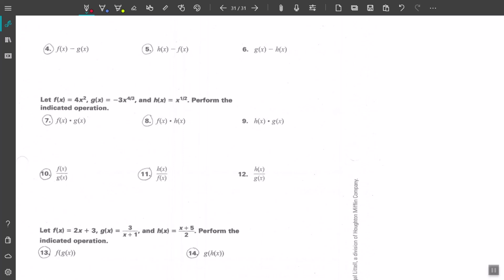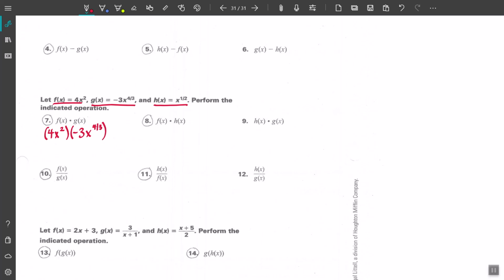So in number 7, again, we've got 3 functions. We have a 4x squared, which is f of x. We have a negative 3x to the 4/3 power for g of x, and our h of x is x to the 1/2. So now we are multiplying. I'm going to write my f of x, which is 4x squared, and my g of x, which is negative 3x to the 4/3 power.